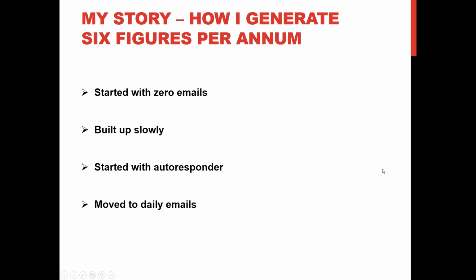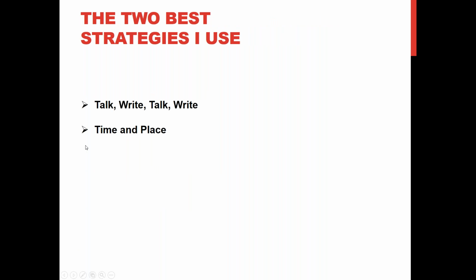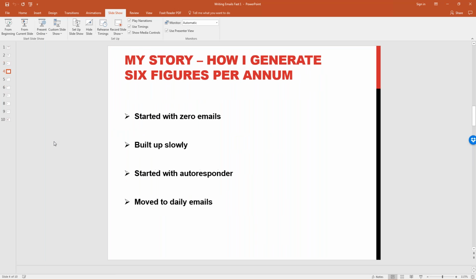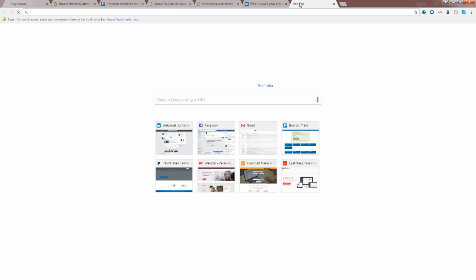So my story, how I generate six figures per annum via email. Basically, in a nutshell, I started with zero emails. I built it up slowly. It started with an autoresponder, in the early days. I had this little squeeze page which I sent people to. To give you an example of a squeeze page, let me just go back here. So basically, I started off with a very simple page. It wasn't this page, but it was something similar to this.